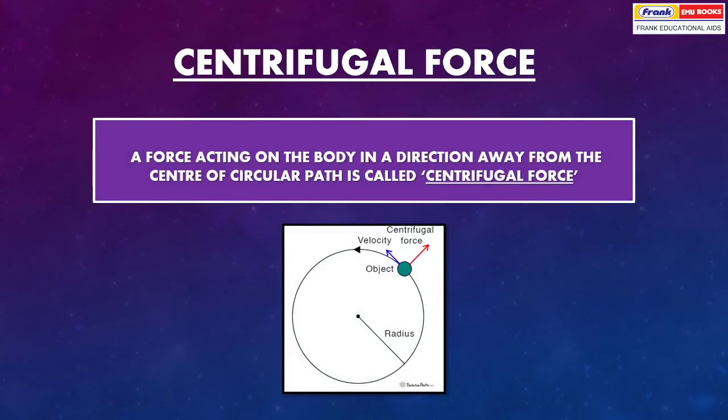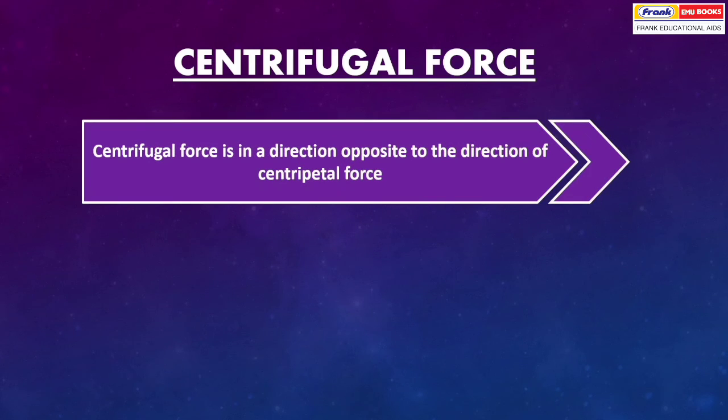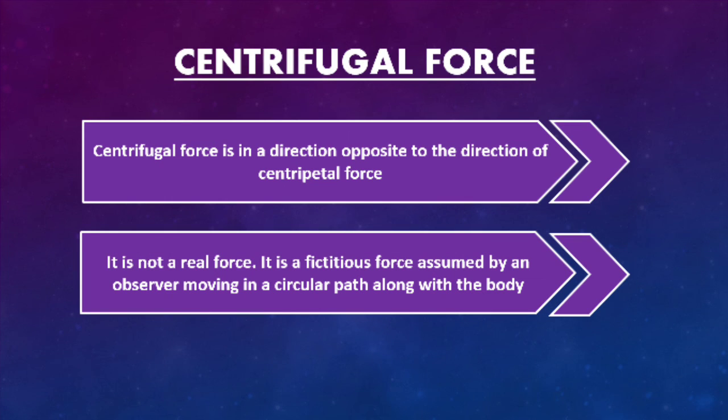Centrifugal force. A force acting on the body in a direction away from the center of the circular path is called centrifugal force. Centrifugal force is in a direction opposite to the direction of centripetal force. It is not a real force. It is a fictitious force assumed by an observer moving in a circular path along with the body.